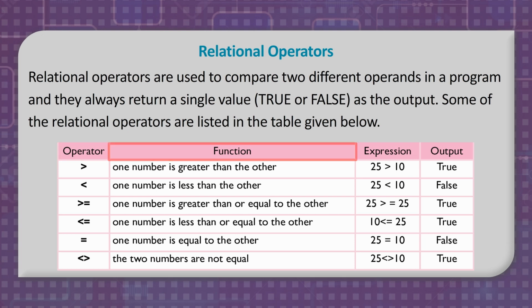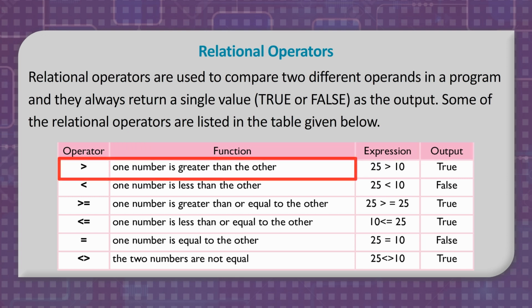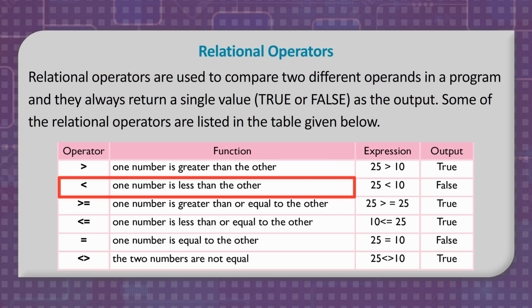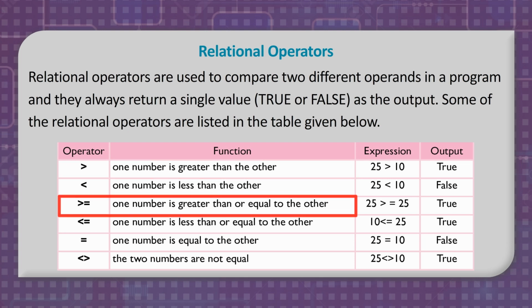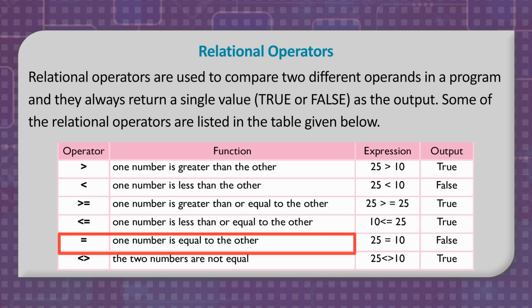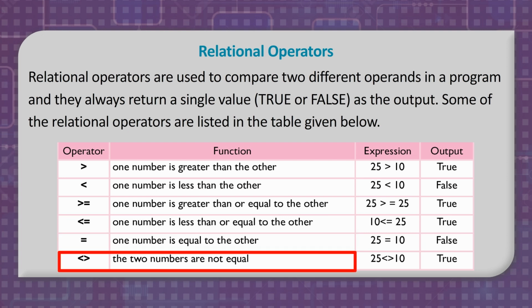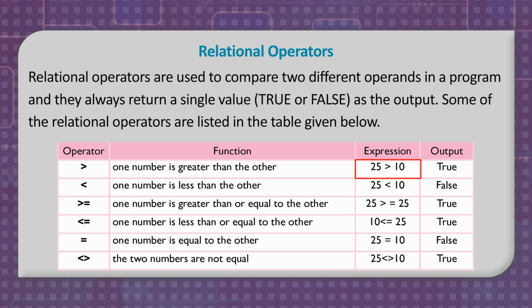Operator, function, expression, output. One number is greater than the other. One number is less than the other. One number is greater than or equal to the other. One number is less than or equal to the other. One number is equal to the other. The two numbers are not equal. The outputs are true, false, true, true, false, true.